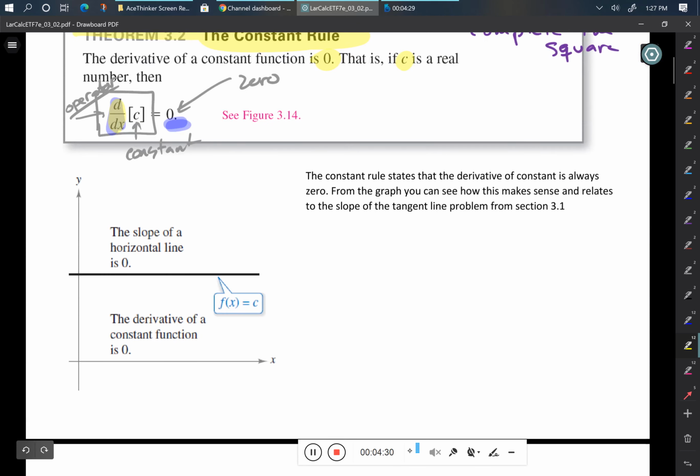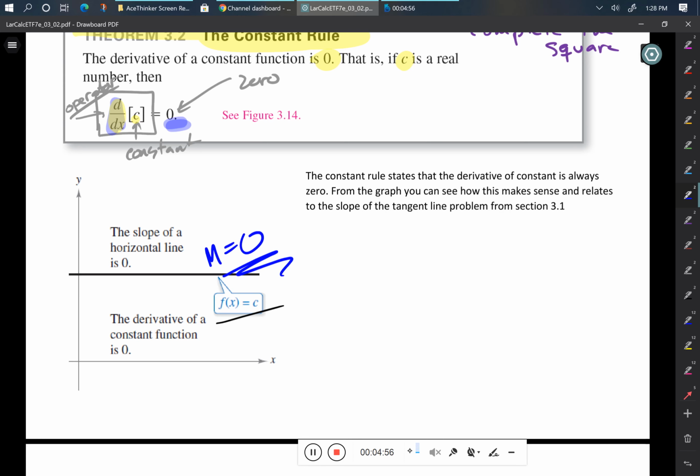All right. Now, the derivative given by the constant rule is always 0. That makes sense if you think about what a constant means. If you have the function f of x is equal to c, that's just a horizontal line. And what is the slope of a horizontal line? The slope of a horizontal line is always 0. So if m is always 0 for any point on that line, that would imply that the derivative must also always be 0.